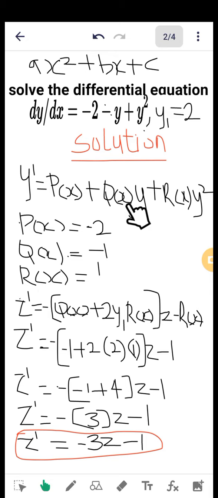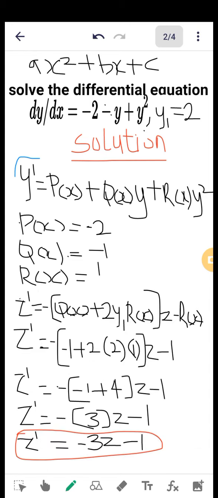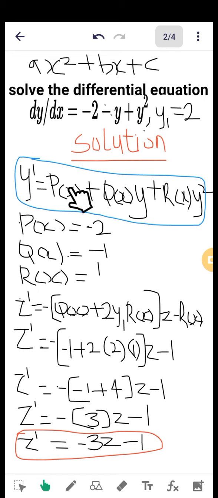So we can write the Riccati equation in the form y prime equals p of x plus q of x y plus r of x y squared. Note that this is the form of a Riccati equation. So we write the original question to satisfy this form.